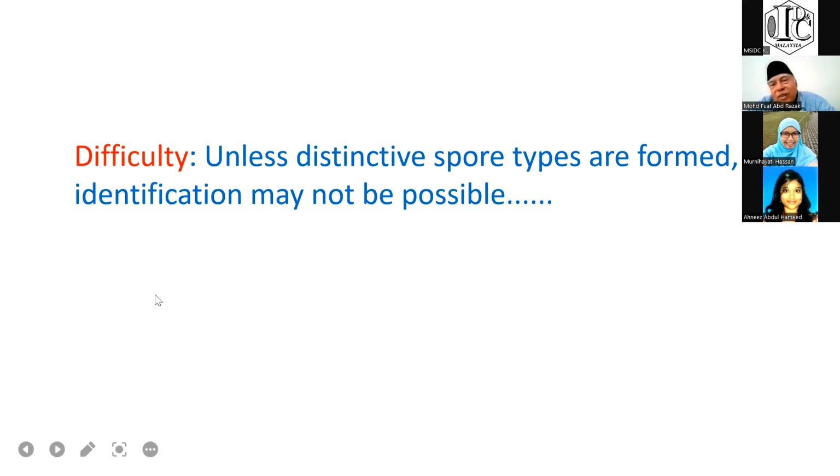Unless distinctive spore types are formed, identification may not be possible. So if you want to identify a mold by cellular morphology, it's not possible if you don't see spores. Okay, if spores are not formed, it's not possible to identify a mold to genus or species level. Maybe you can say sterile mycelium only, or basidiomycete, so up to this level only. But if you want to identify a mold to genus or species level, you must see the spores.